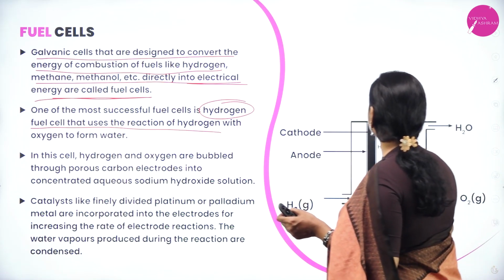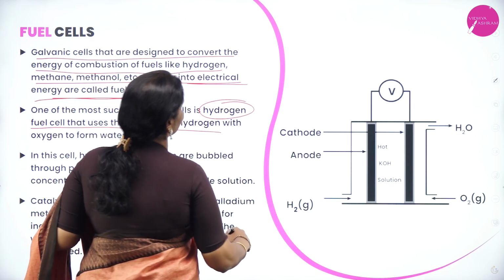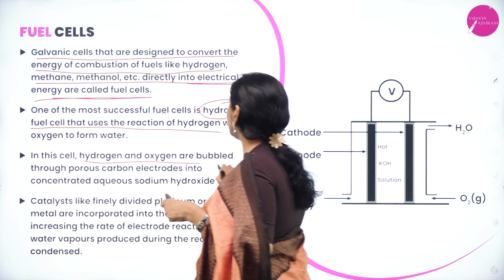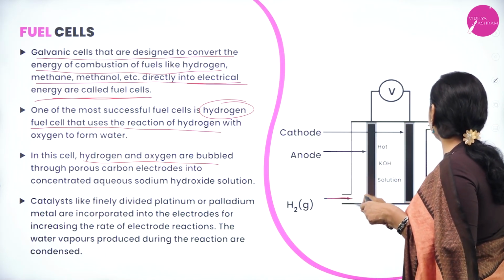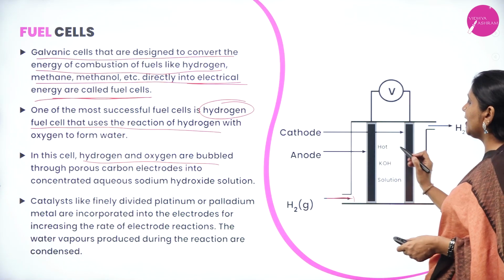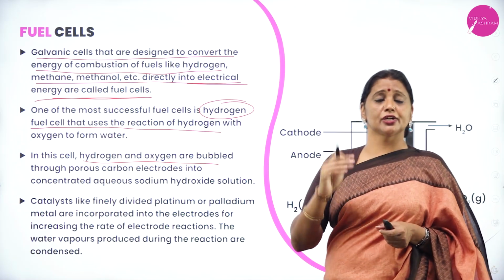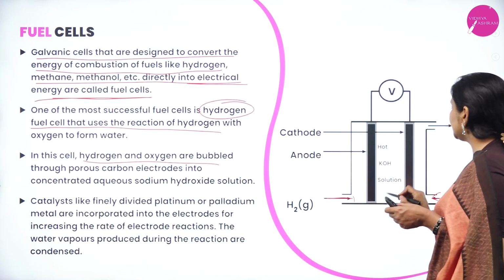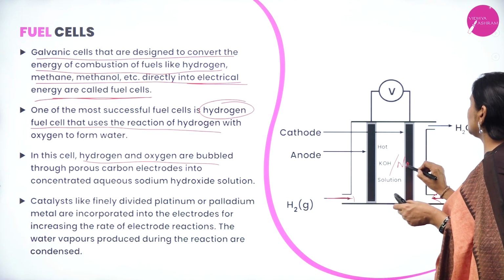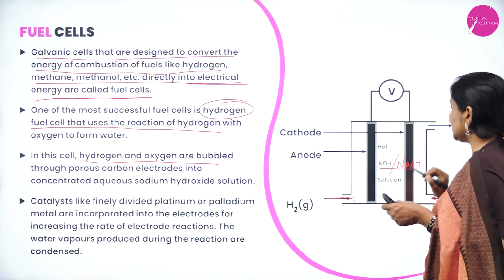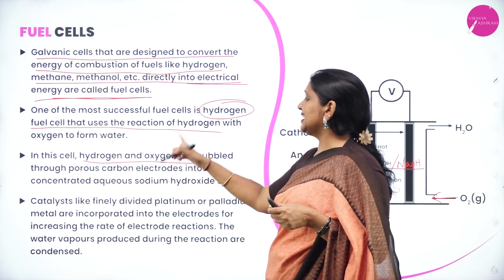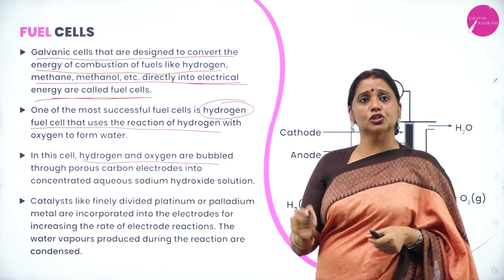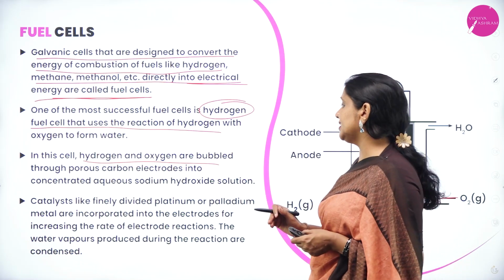This is the diagram of a hydrogen fuel cell. It consists of an anode as well as what? Cathode. In this cell, hydrogen and oxygen are bubbled through perforated carbon electrodes, which are dipped in sodium hydroxide solution. In this cell, hydrogen and oxygen are bubbled through porous carbon electrodes into concentrated sodium hydroxide solution.